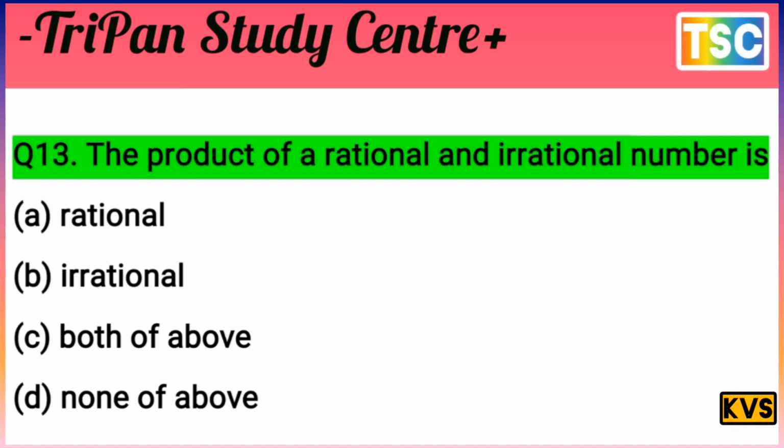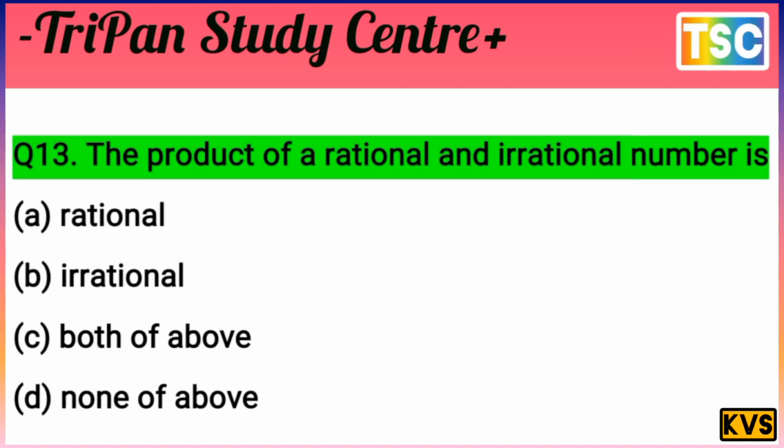The question is clear. The product of a rational and an irrational number is: A, rational; B, irrational; C, both above; D, none of above. The answer is clear cut. The product of a rational and an irrational number is an irrational number. Option B is correct here. B, irrational number, is the correct answer for this question.